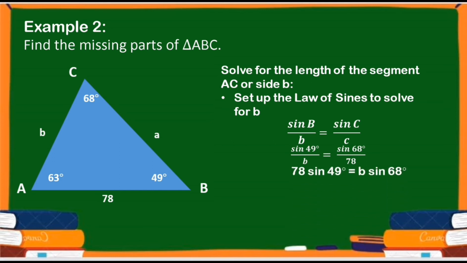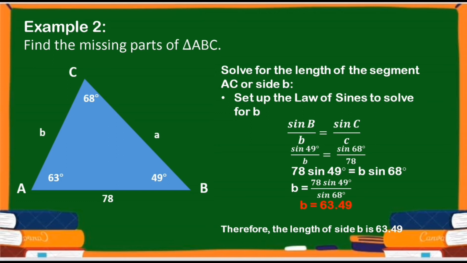Cross multiply. So we have 78 times sine 49 degrees is equal to b times sine 68 degrees. Divide both sides of the equation by sine 68 degrees. So we have b is equal to 78 times sine 49 degrees over sine 68 degrees. Compute using a scientific calculator. So we have b is equal to 63.49. Therefore, the length of side b is 63.49.